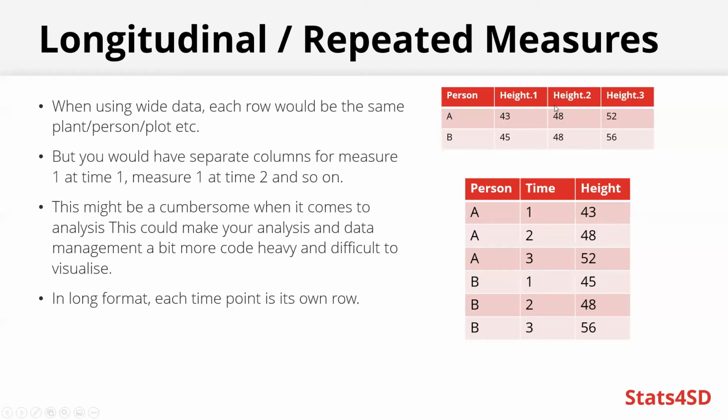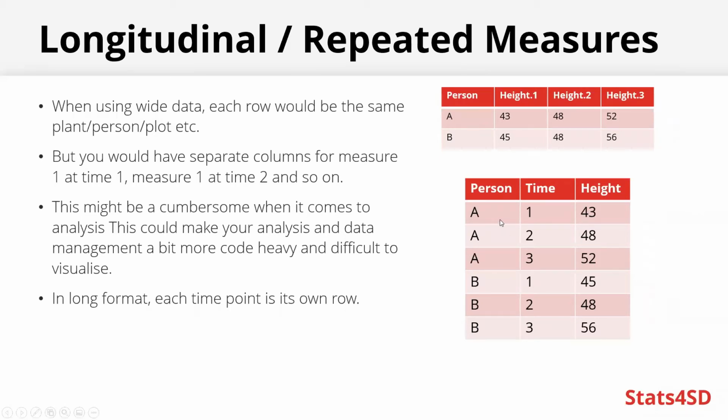And this might be useful if I just wanted to take measures at these different time points. So I could get the mean of people at time 1 and the mean of people at time 2 and time 3. But then I'm doing that separately. I'm doing bits of different code to get each of those means. So as I said, this might be a bit cumbersome when it comes to analysis, maybe. And some of them might make your analysis a bit smoother, and the data management less code heavy.